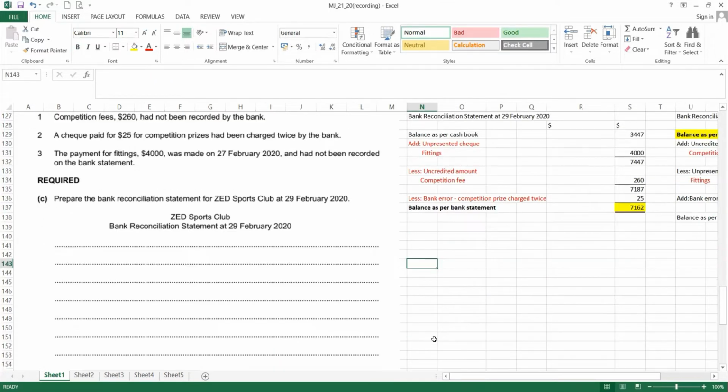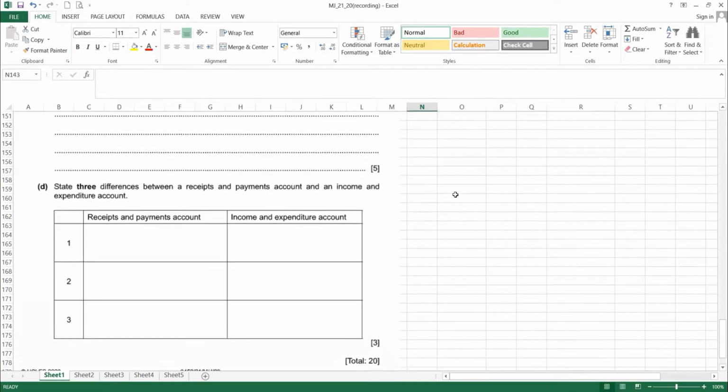Okay, let's continue. State 3 differences between a receipt and payment account and income and expenditure account. Because this question is a club account, they use the terms in the club, which are receipt and payment, income and expenditure. Basically, receipt and payment account, it's just like our cash book.